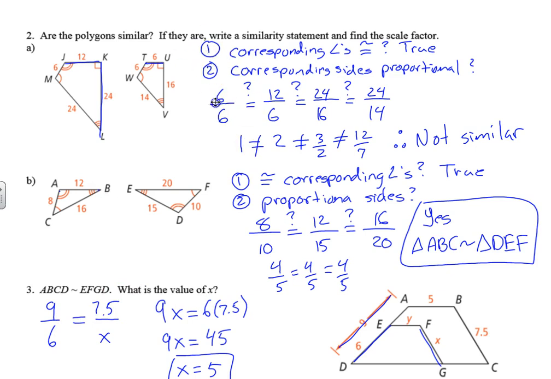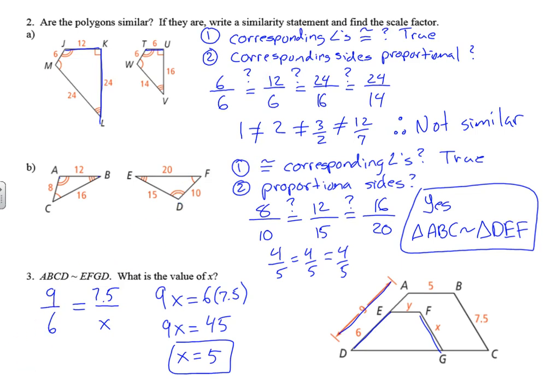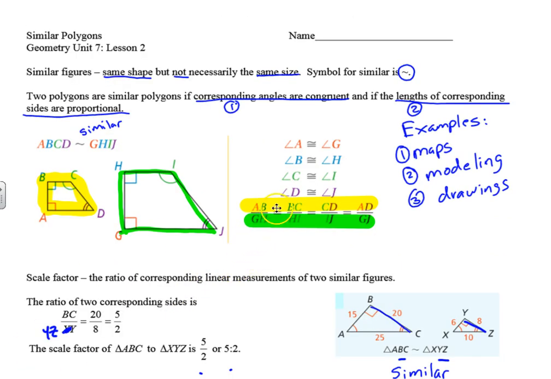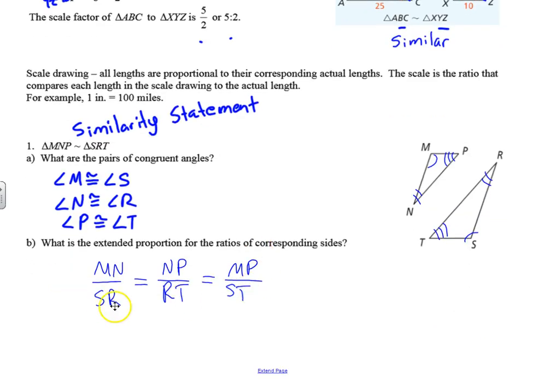Okay, so ratios, proportions, similarity, looking at those things. Again, the two key things here: corresponding angles are congruent, corresponding sides are proportional, and looking at similarity statements and the notation that we have for those and scale factors.